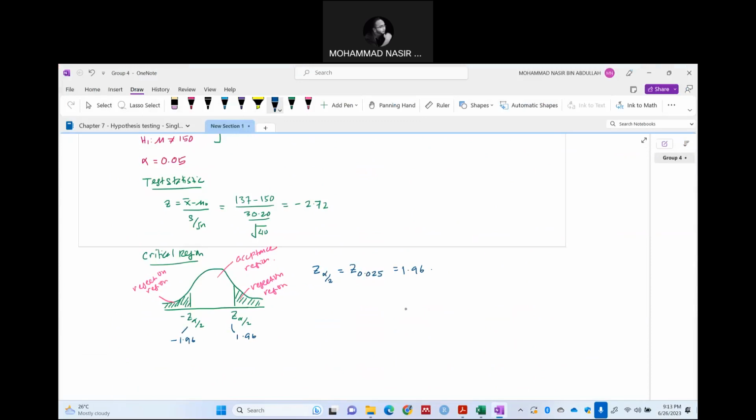So this value is negative 1.96 and this value is 1.96. If the Z statistic is more than 1.96 or less than negative 1.96, we reject the null hypothesis. So the easiest way to state the decision rule: if Z calculated is less than negative Z alpha divided by 2 or Z calculated is more than Z alpha divided by 2, the null hypothesis is rejected.